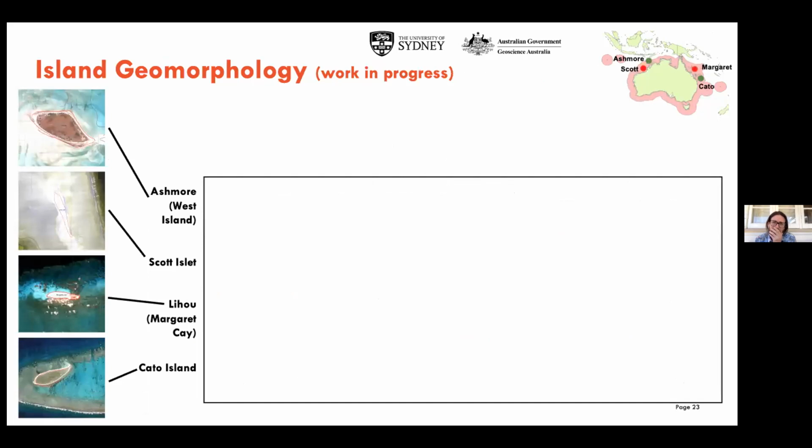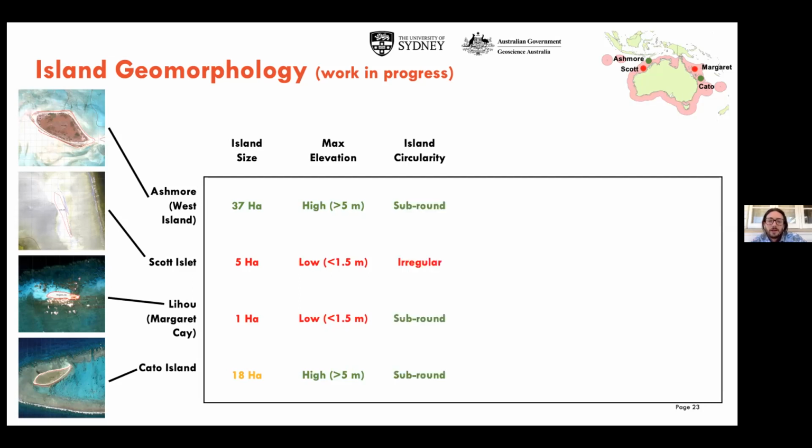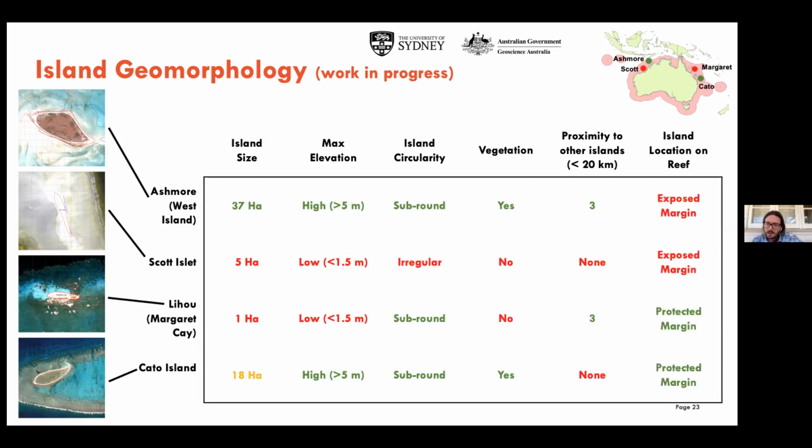We did the same for the islands themselves, and I've just pulled out a couple of nice examples. So we've got different island sizes, remembering that the bigger the better. The elevation, the higher the better. Circularity, so if it has sand spits or not, we know that that can relate to movements in the shape and the size. If they're vegetated or not. And if they have a proximity to other islands. So if there are other islands around it, then maybe there are other reefs. Maybe that means it's going to be more protected from various waves or storms. And the location on the reef.